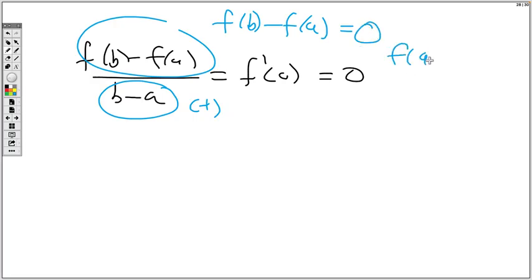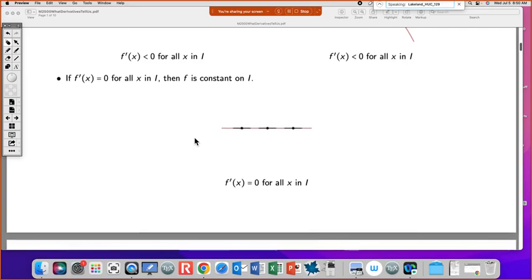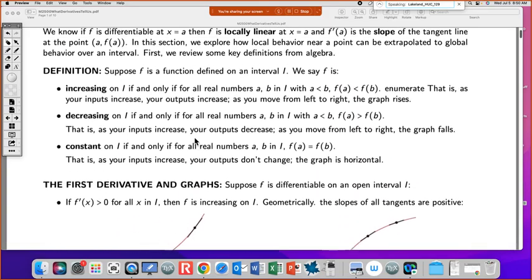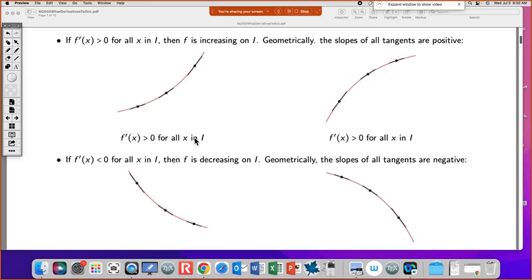0, which means f of a and f of b have to be what? Make sense? So there it is. That's what the first derivative tells us. What's the second derivative do? Well, let's take a look at these things here.